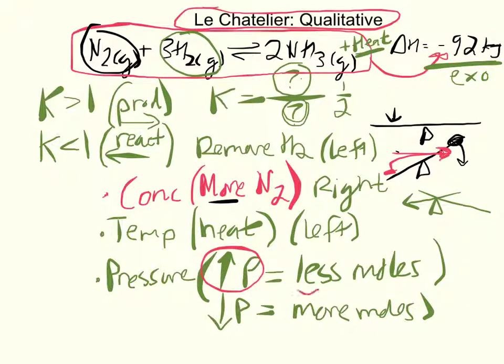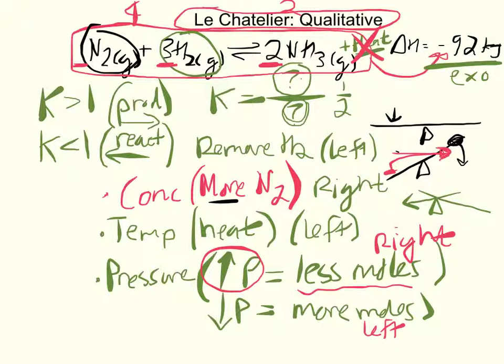We know we're going to shift to the side with fewer moles of gas. Which side has fewer moles? Well, the reactant side has 1 plus 3, 4 moles. The product side just has 2. Heat doesn't count. So the side with fewer moles is the right side, the product, so this would shift to the right if we increase the pressure, and to the left if we decrease the pressure for this particular reaction. Those are the qualitative predictions we have to do with Le Chatelier.